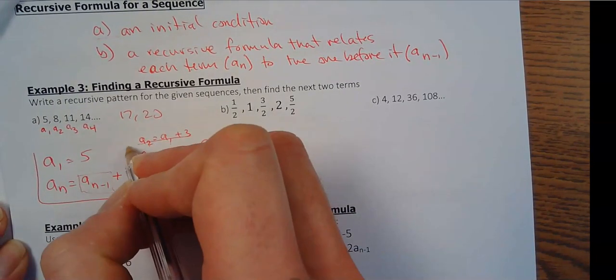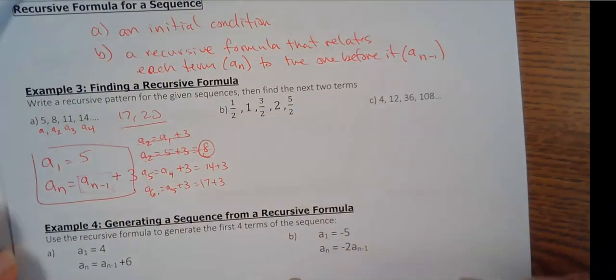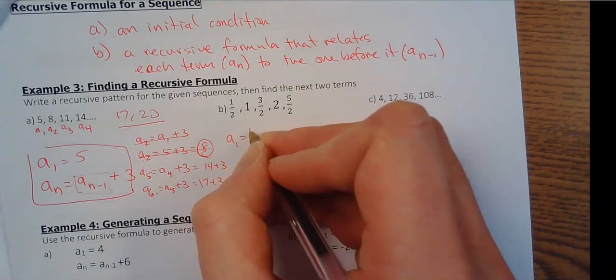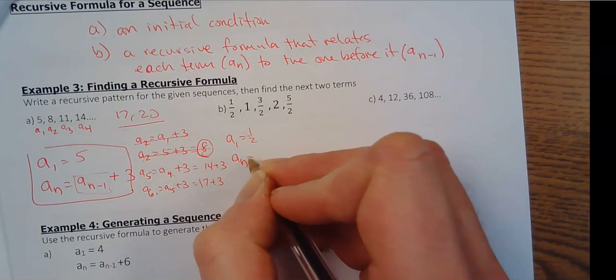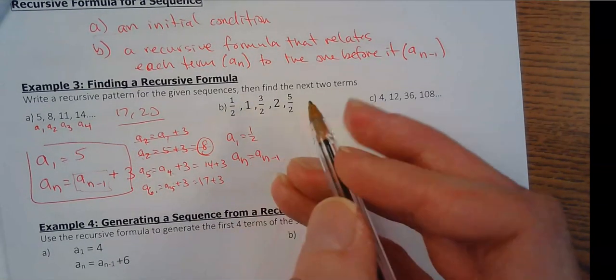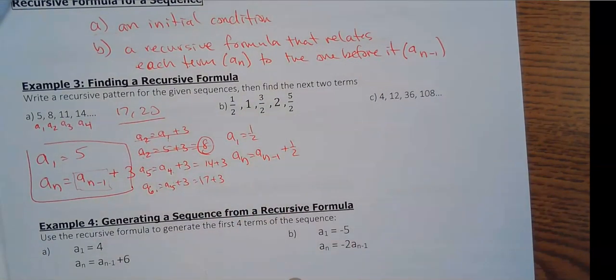So this is the recursive formula. These are the next two. Okay. So here, what's going on here? Well, first off, the first term is a half, and then every number is going to be the previous number, and then what am I doing to it? Well, here it looks like I'm adding a half every time, so plus 1/2.